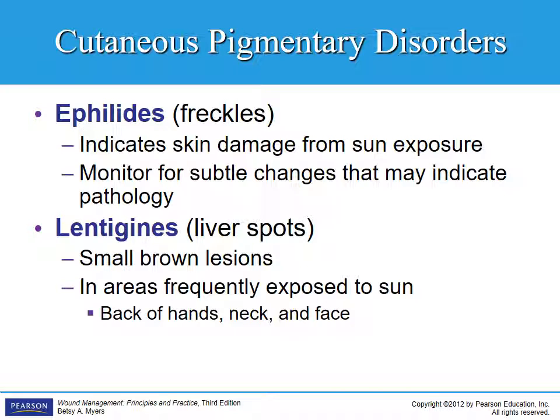But freckles are sun damage, and you do have to watch freckles, because subtle changes can mean that they've turned into some kind of pathological disorder. And then liver spots are small brown lesions, frequently on the back of the hands, the neck, and the face. Again, areas that are frequently exposed to sun. People also call them age spots as well. So you'll often see them on the backs of the hands of an elderly person.